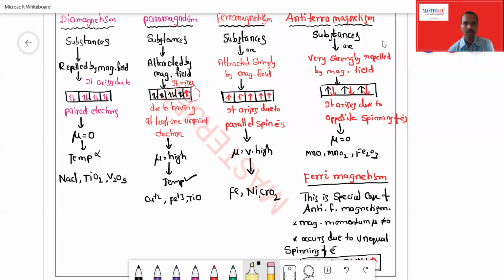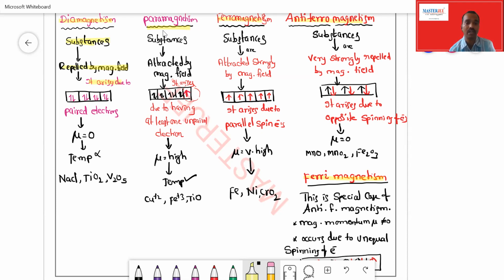Next topic: different magnetisms we have to discuss here. They are diamagnetism, paramagnetism, ferromagnetism, antiferromagnetism, and ferrimagnetism. First of all, diamagnetism. What is meant by diamagnetism? Substances which are repelled by a magnetic field exhibit this diamagnetism property. Those substances repelled by the external magnetic field are called diamagnetic substances. Why does it arise? Because of what reason does it arise?